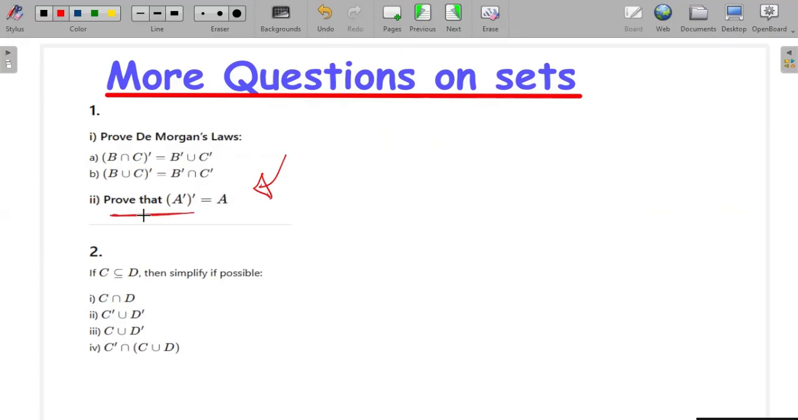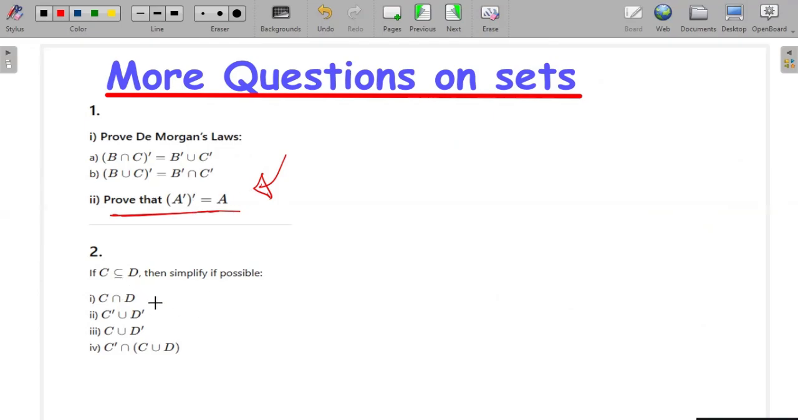Try this one. Write a formal proof for it and see what you're going to get. But you go the same approach where you say let X be a member of this part. Then you show that this is a subset of that, and that is a subset of that one.